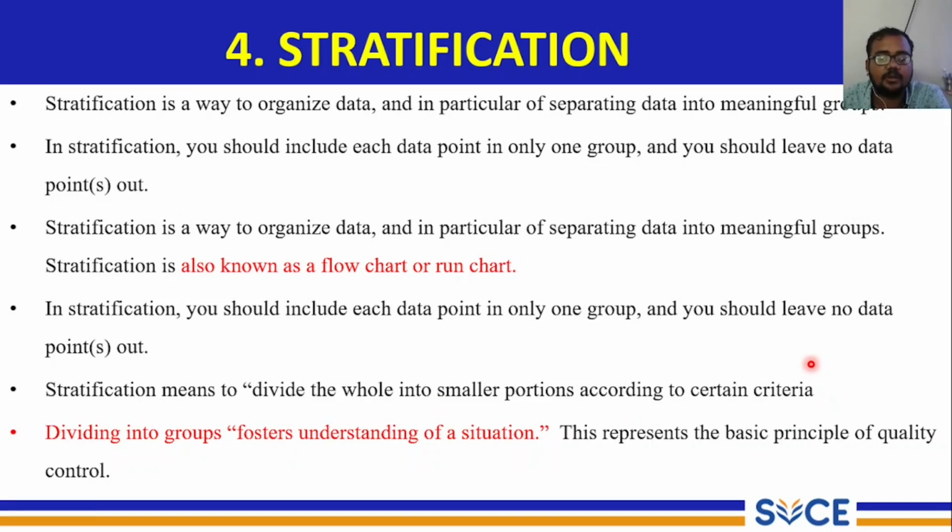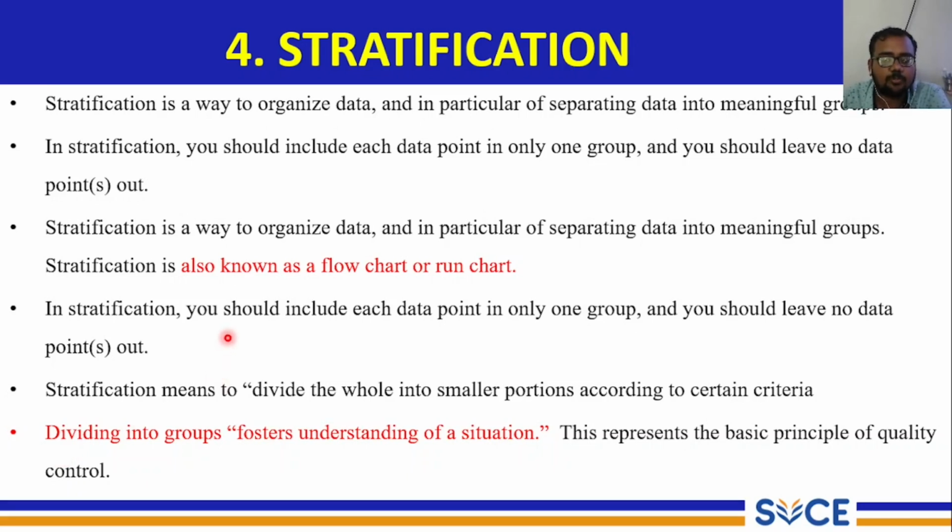So that kind of idea will give you a picture about the fixing of the criteria, and depending upon that criteria, the whole process is divided into smaller portions. So what you could see is that this process of fostering an understanding of a situation and dividing it into groups is one of the most important aspects of your quality control, right? So quality control is about validation. Quality assurance is about verification, and quality control is about validation.